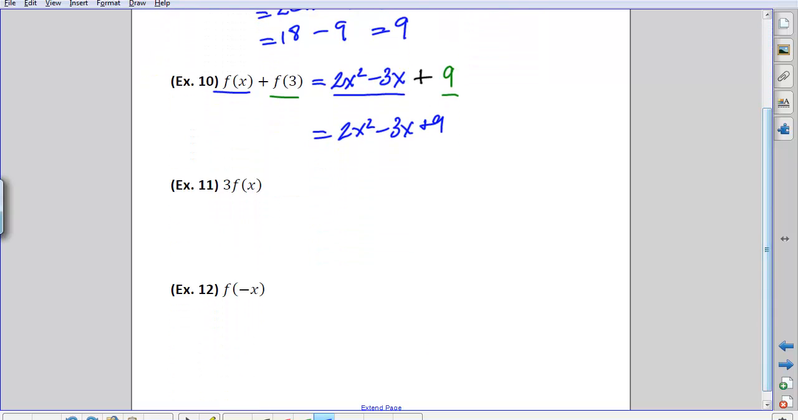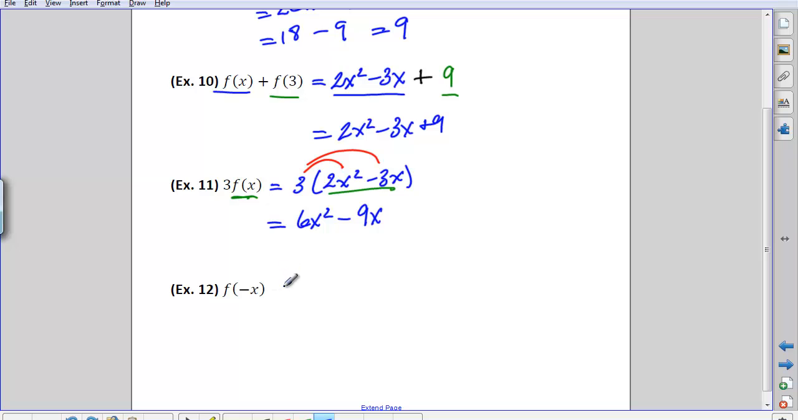3 times f of x. So we want to take f of x, the entire function, and multiply it by 3. So we take the entire function f of x. Here's f of x here. And we're going to multiply that by the 3. And we can just distribute here. 3 times 2x squared is 6x squared. 3 times 3x is 9x. So that's 3 times f of x.